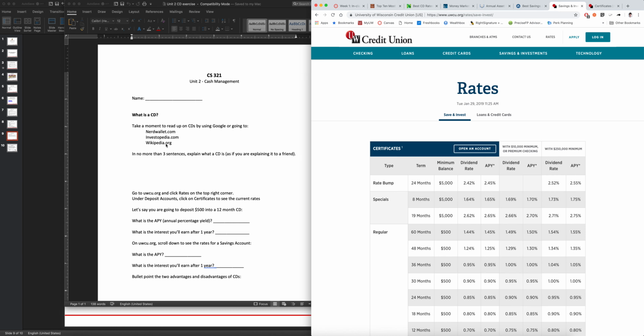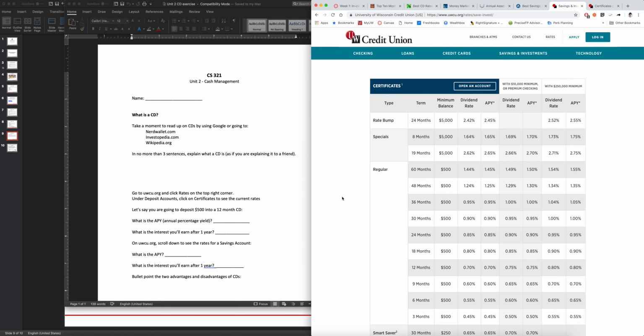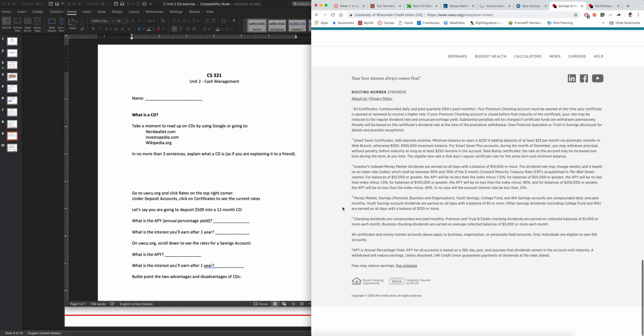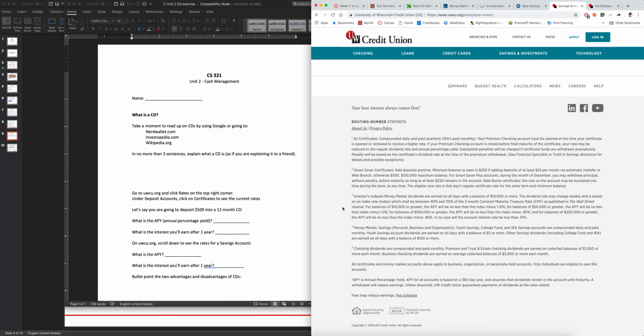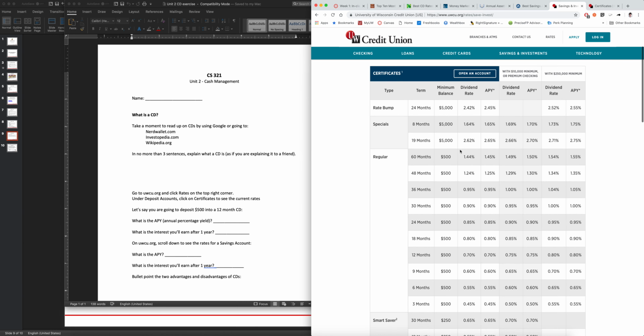The first question is, let's say you're going to deposit $500 into a 12-month CD. Remember that CD stands for Certificate of Deposit, and here is the word certificate. Let's read the fine print because there is a footnote: all certificates compounded daily, paid quarterly. Premium checking accounts, you'll notice there's a different rate if you have a checking account with UW Credit Union, but let's ignore that.